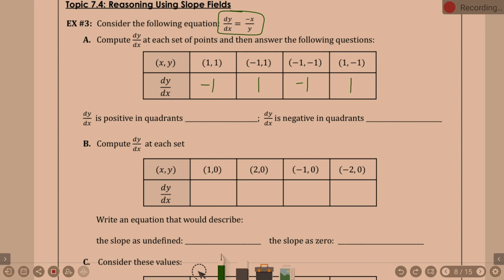2 and 4. Yeah, positive in 2 and 4. You know what? I'm not even reading that. So let's review real quick.